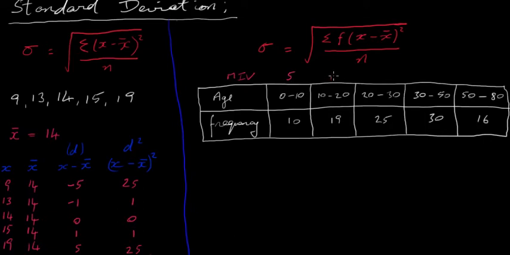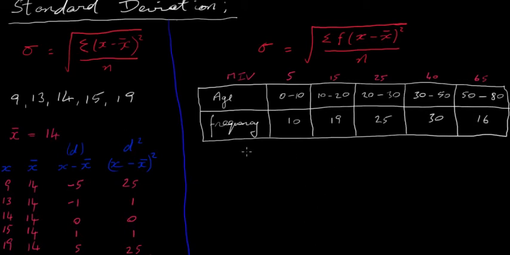Here we're going to use 15. And here we're going to use 25. Here we're going to use 40. And here we're going to use 65, the middle number between 50 and 80. Okay, so these are mid-interval values. So there are 10 5s, 19 15s, 25 25s, 30 40s, and 16 65s. Really, we're doing an estimate here because we don't know which numbers are between 0 and 10, 10 and 20, and so on.